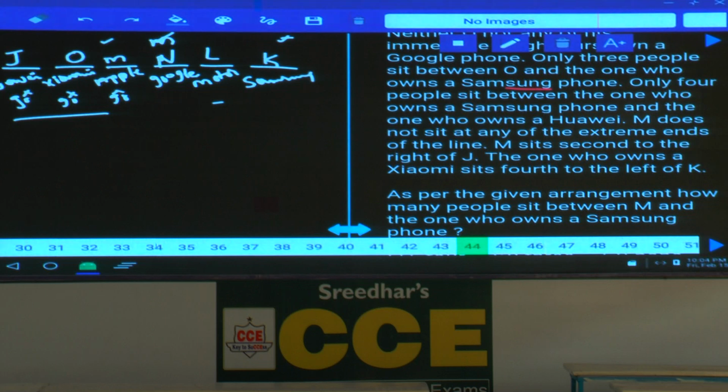Question numbers 44 to 48. Then question numbers 49 to 53.